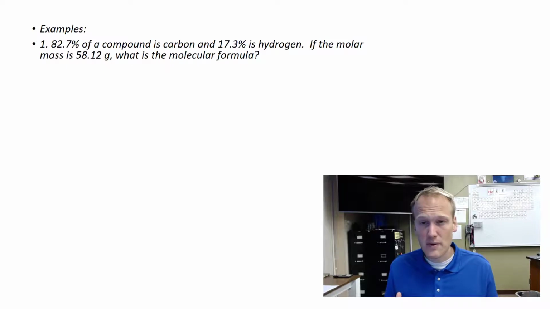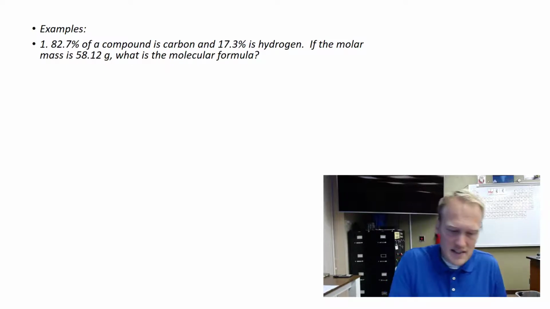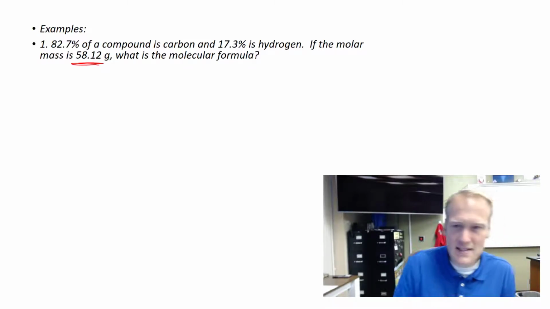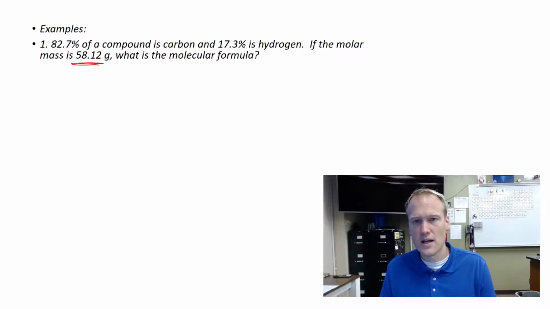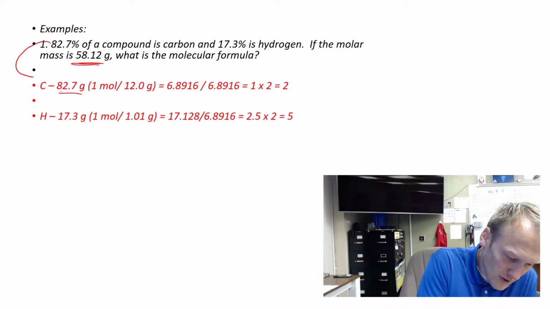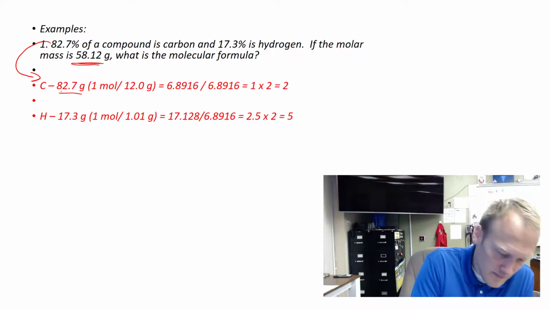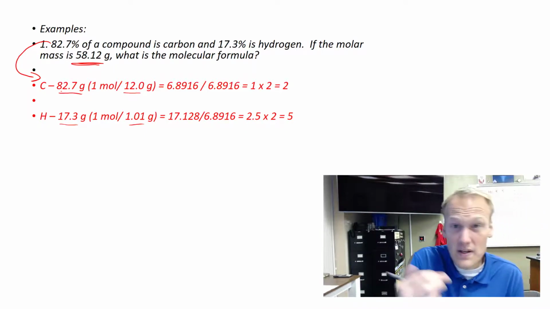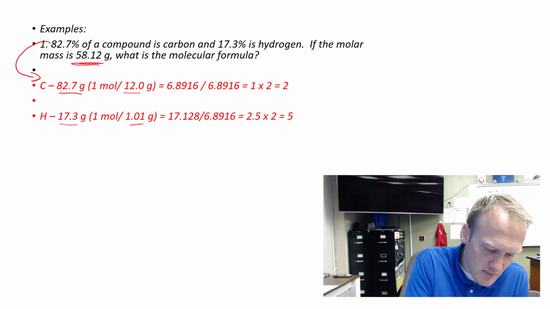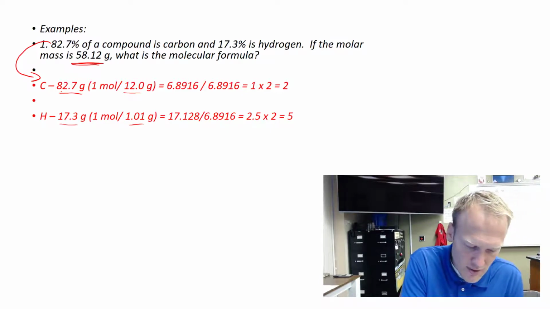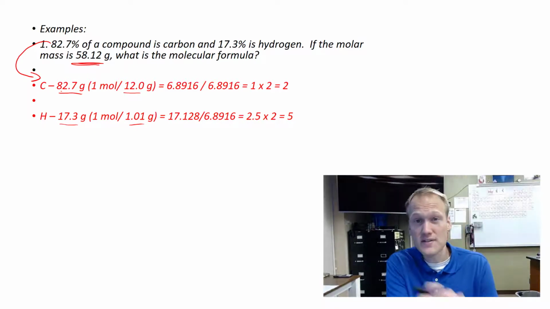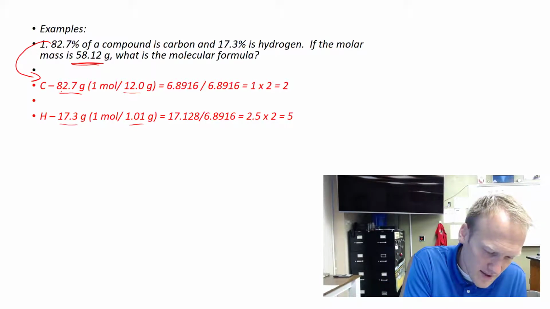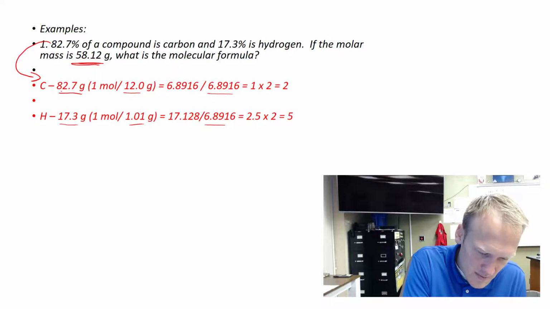So here's an empirical formula problem that looks a lot like things we've done. The only difference is I'm telling you that the molar mass of this substance is 58.2, but everything else should be the same. So we have carbon and hydrogen here. We're going to take our 82.7 grams of carbon and our 17.3 grams of hydrogen, and we're going to divide them by their molar mass, so that we can get the number of moles. We get 6.89 moles of carbon, 17.1 moles of hydrogen, and we're going to divide by the lowest so we can get whole number ratios. So divide by the 6.89, and this becomes 1, and this becomes 2.5.